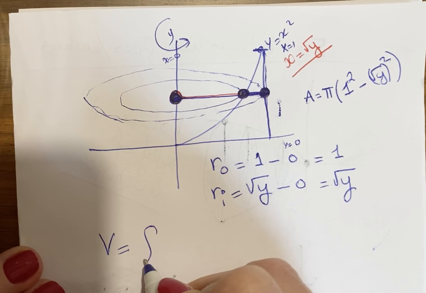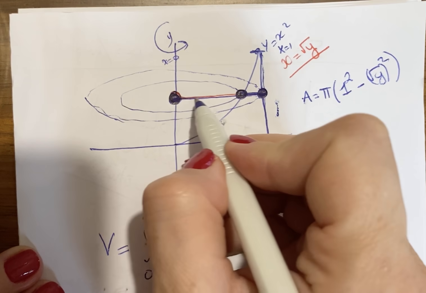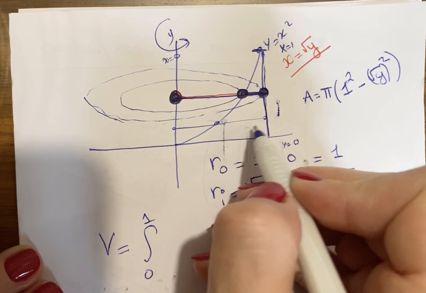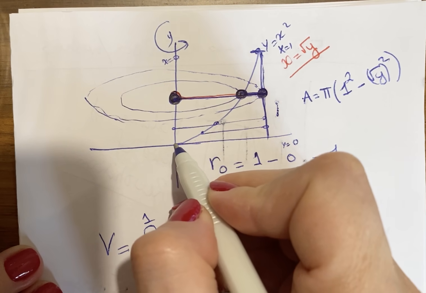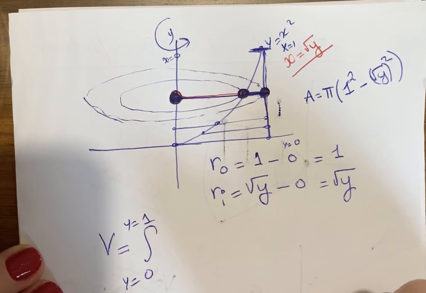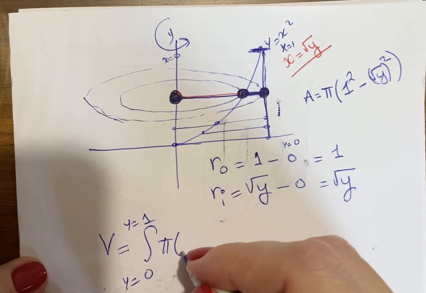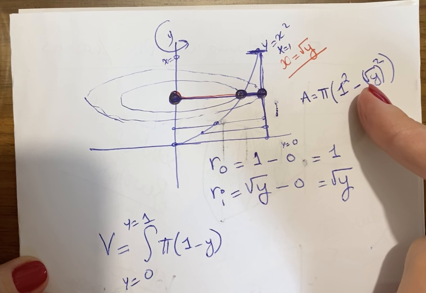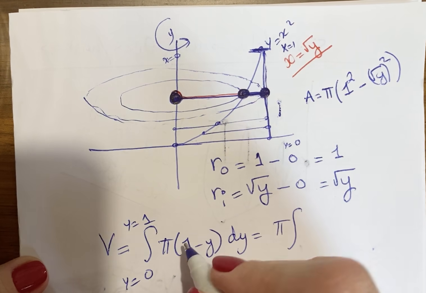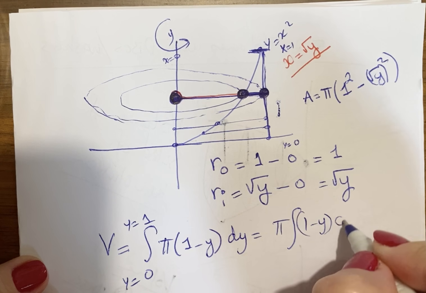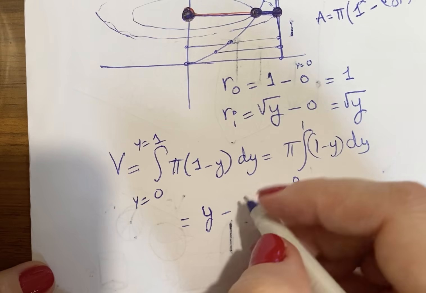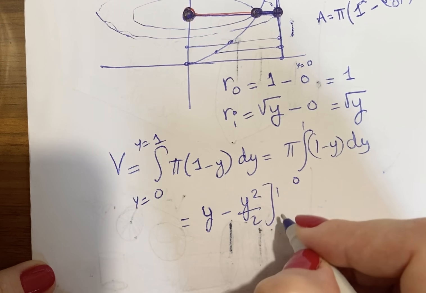The volume will be the integral from 0 to 1. These vertical lines happen all through the region. From where to where? From the beginning of the region at 0 to the end of the region, which is 1. So from y equals 0 to y equals 1, pi times 1 squared minus root y squared dy. You take pi as a common factor. You are left with 1 minus y dy, which is very simple to integrate. The integral of 1 is y. The integral of y is y squared over 2 from 1 to 0.